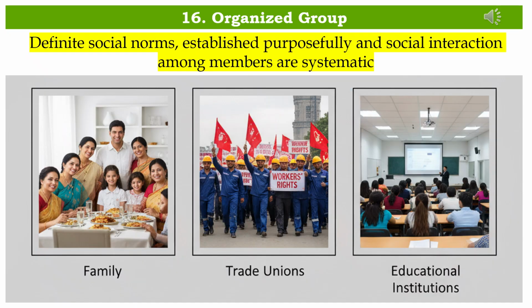Organized group. Organized groups are groups with clear social norms, a definite purpose, and systematic interaction among members. Examples of organized groups include family, where roles and responsibilities are defined. Then trade unions, which work systematically for workers' rights. Then educational institutions, where activities and interactions are followed based on prescribed rules.